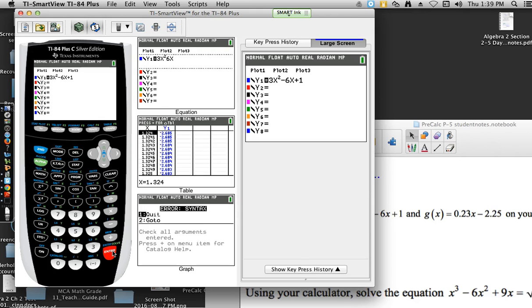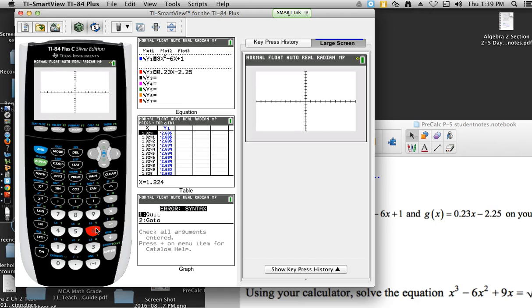And the second one was 0.23x, and that is minus 2.25. So let's see what it looks like. Let's zoom 6 this. If we need to, we can always change the window and make it a little bit bigger. But there's the first graph. Our first one was a quadratic, and the second one was linear. And yeah, they're hitting right there.